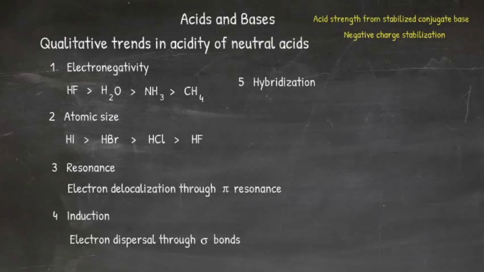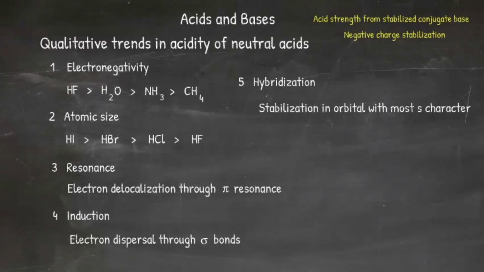For hybridization, the negative charge is stabilized by the most s character in a hybridized set of orbitals. In an sp hybridized orbital, there is 50% s character, while sp2 has only 33% s character, and sp3 orbitals have 25% s character.